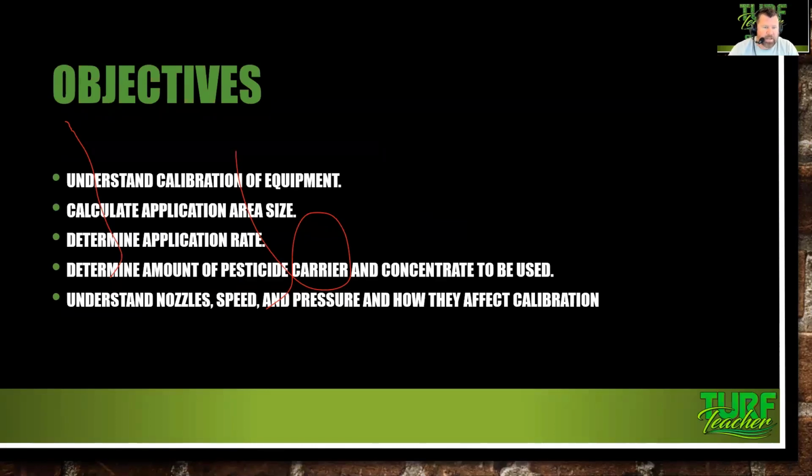And we will understand calibration of equipment. We will calculate application area size, determine some application rates, determine the amount of pesticide carrier and concentrate to be used, and then we'll understand nozzle speed and pressure and how they affect calibration.